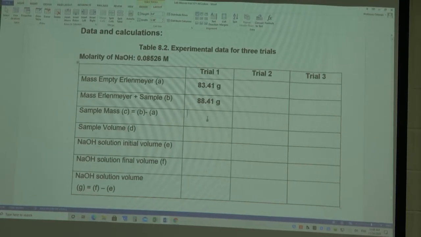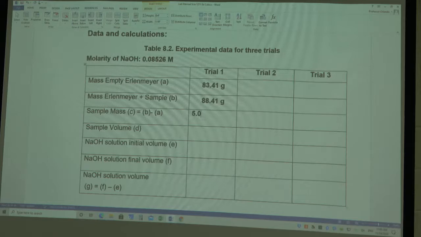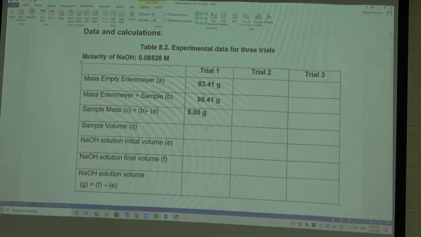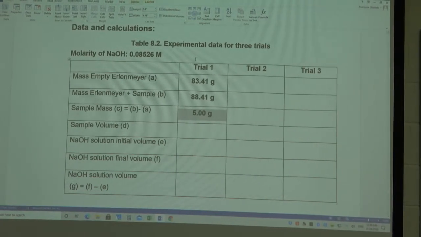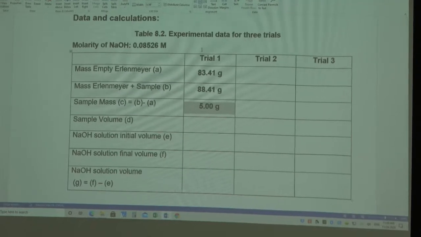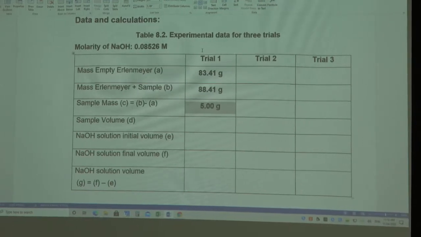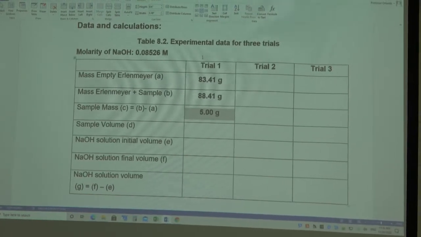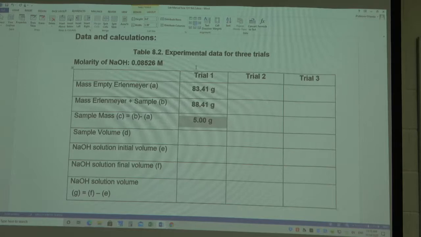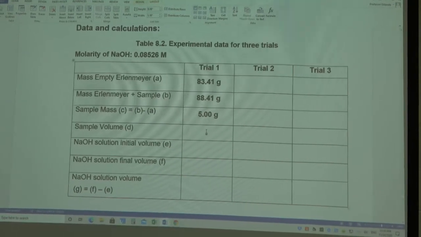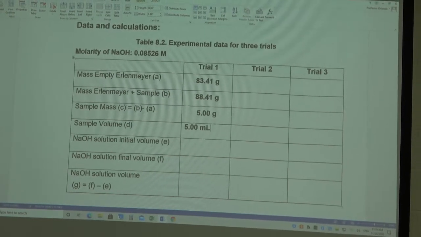So the mass of the sample, if they do the subtraction, is going to be exactly 5.00 grams, which is not surprising because that solution of vinegar or of acetic acid in water is basically a solution that has a density very close to 1. So 5 milliliters make up very close to 5 grams, and that's what we get experimentally. And the sample volume, don't forget about it, is going to be also 5.00 milliliters.